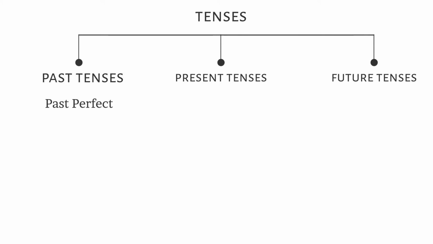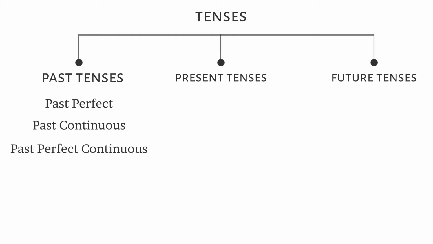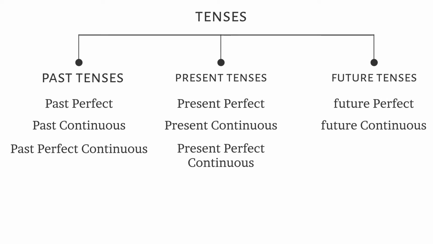Now, in past tense, we have past perfect, past continuous, and past perfect continuous. In present tense, we have present perfect, present continuous, and present perfect continuous. And similarly, for future tense, we have future perfect, future continuous, and future perfect continuous.